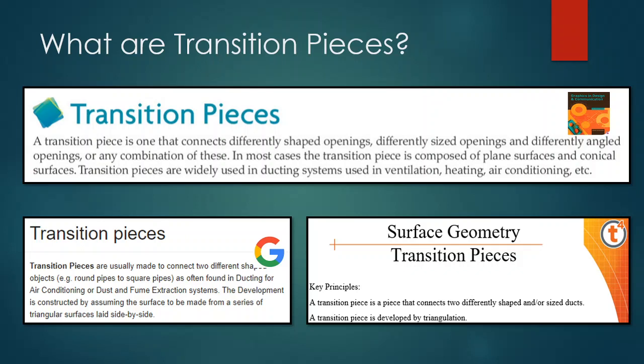After reading this, I then went on to Google and searched transition pieces. What came up was that transition pieces are usually made to connect two different shaped objects. For example, round pipes to square pipes, and often found in ducting for air conditioning or dust and fume extraction systems. The development is constructed by assuming the surface to be made from a series of triangular surfaces laid side by side.